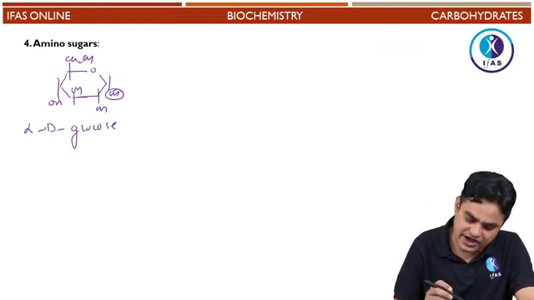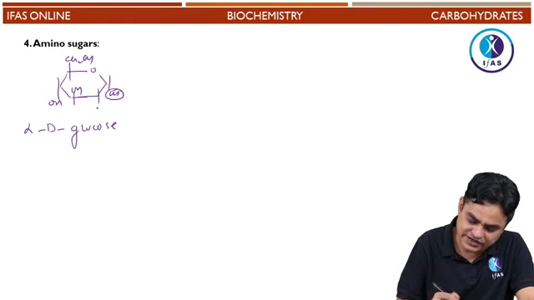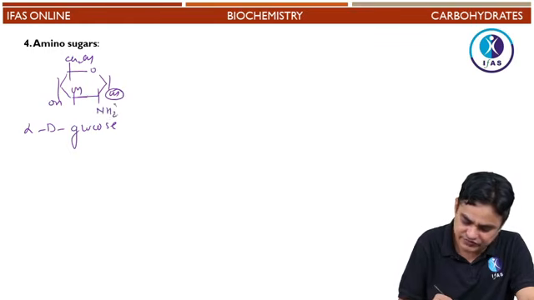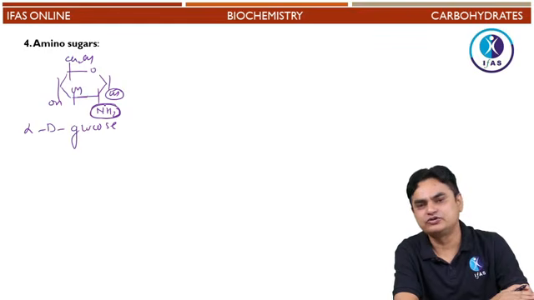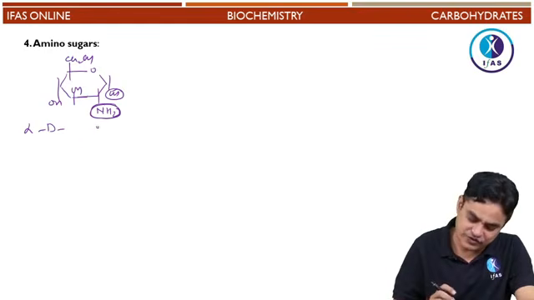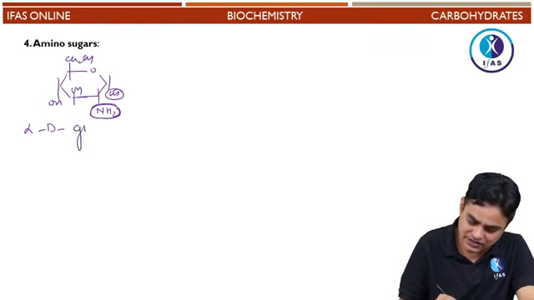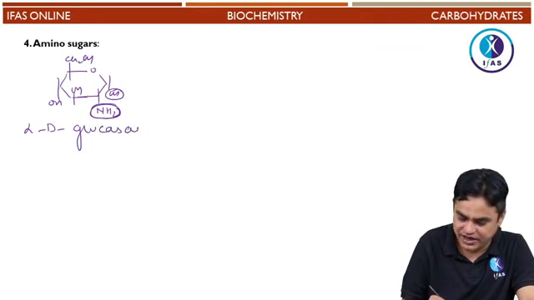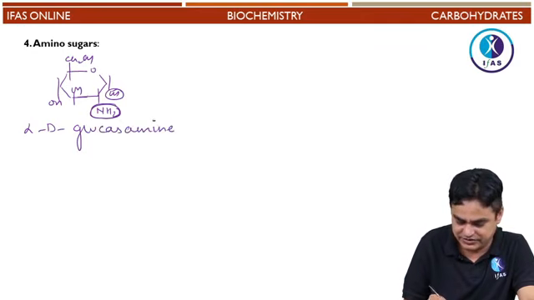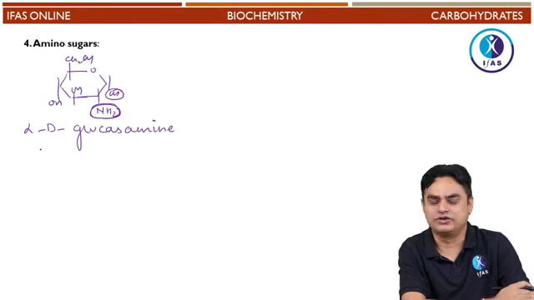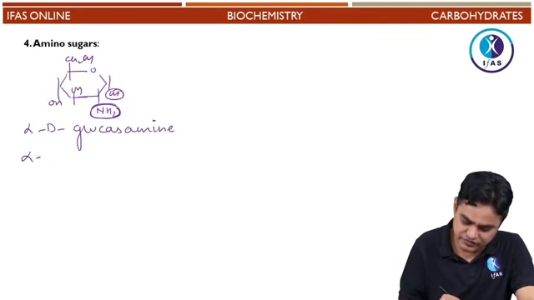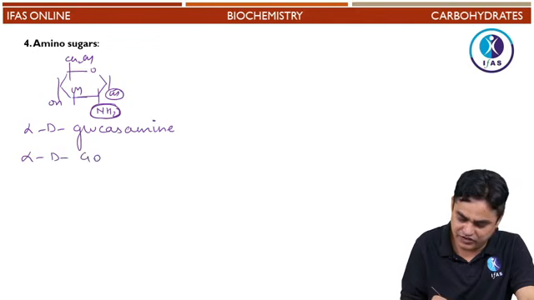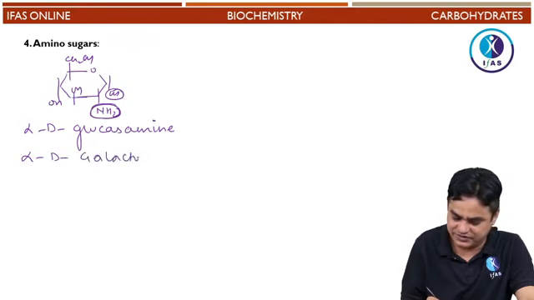But if you add an NH2 group at the second position, it would now be referred to as amino sugar. This is now referred to as alpha D-glucosamine, an amino sugar. Similarly, there could be alpha and beta, that is the anomeric form. Similarly, you can have alpha D-galactosamine.